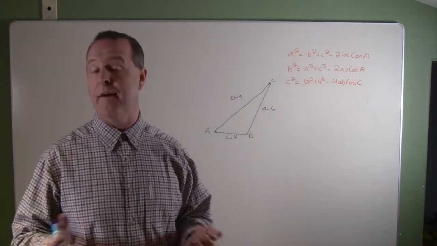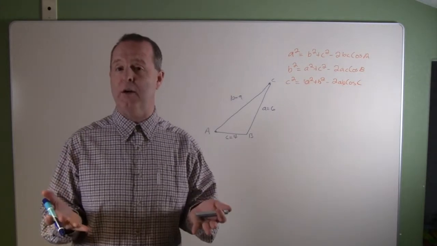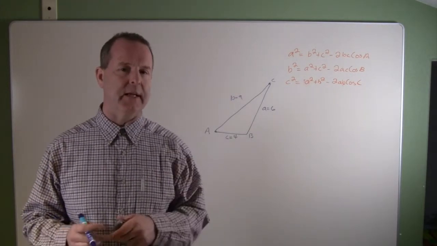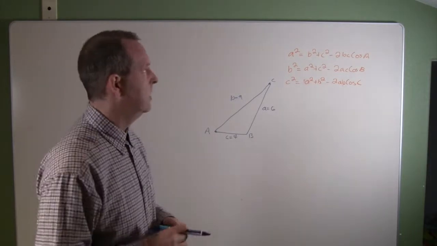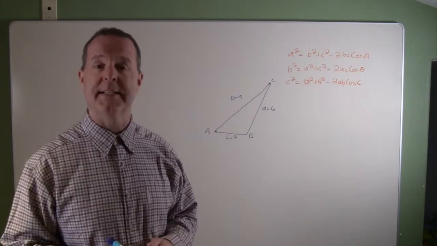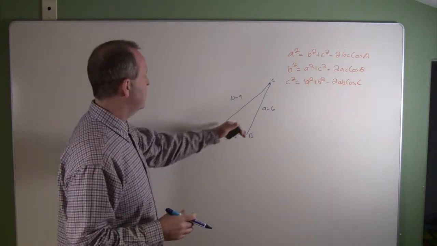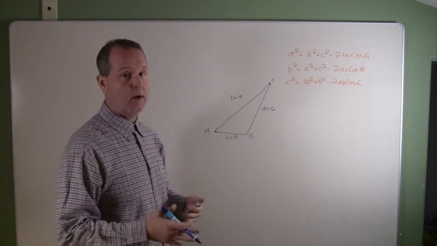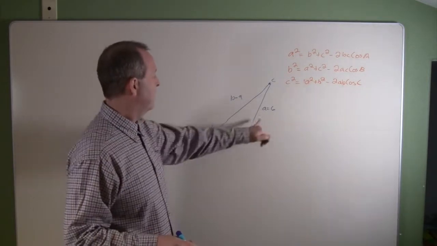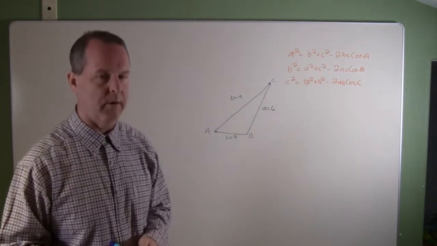Another great use of the law of cosines is when we have a triangle where we have three sides that are given, a side, side, side, or an SSS triangle. In this particular example, I wrote a triangle where we have three sides that are known, but none of the angles. 4, 6, and 9 are the sides of the triangle.